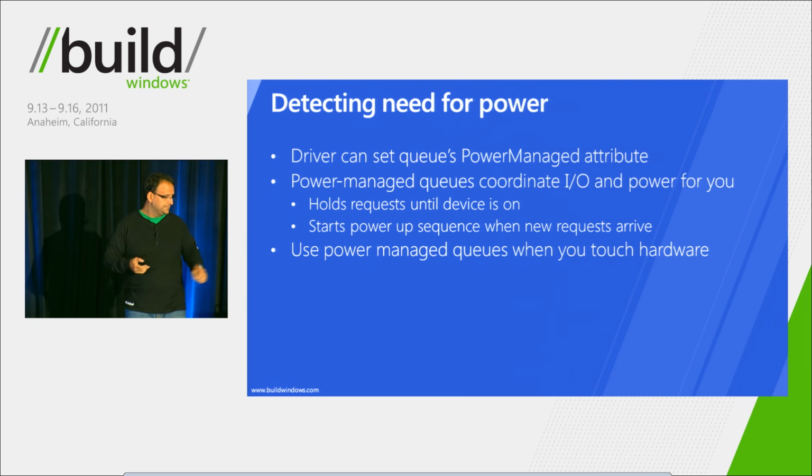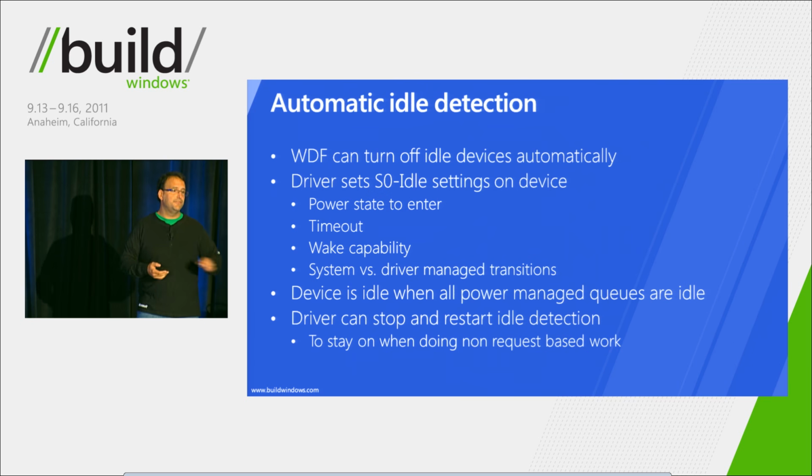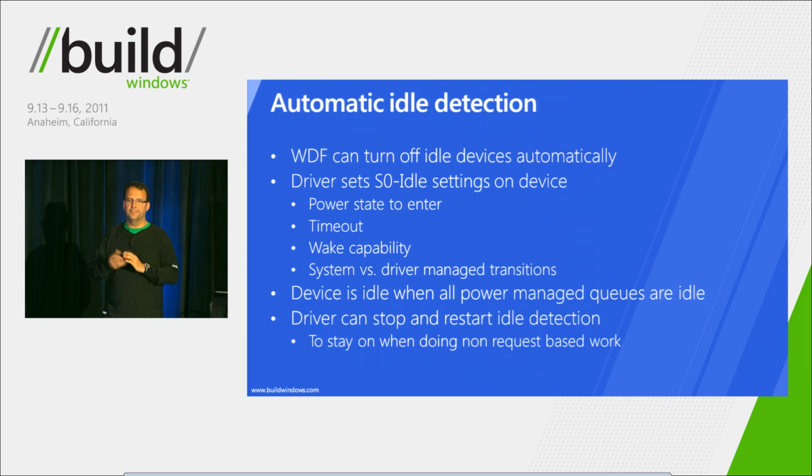And when we know whether or not your device needs power, then the next logical step was, well, why don't we just power the device off when it's idle? So WDF can turn devices off automatically. You have to opt into this by setting what we call S0 idle settings. If we were designing WDF today, we probably would have made this opt-out, not opt-in. But at the time we made it opt-in, and like I said, we're big on compatibility, so we're probably not going to change that default in the near future.